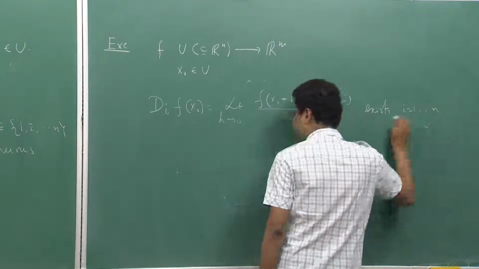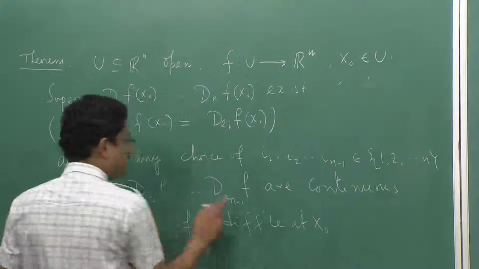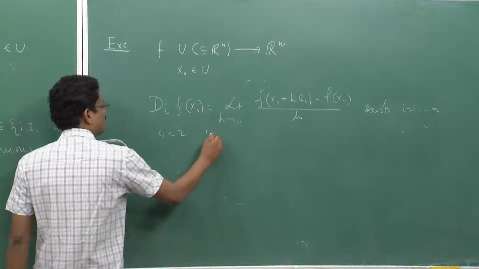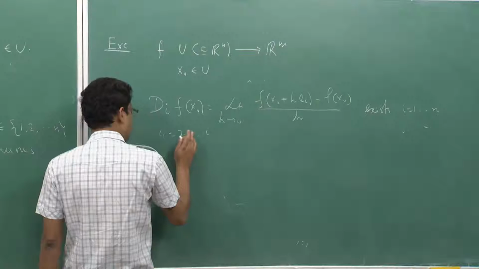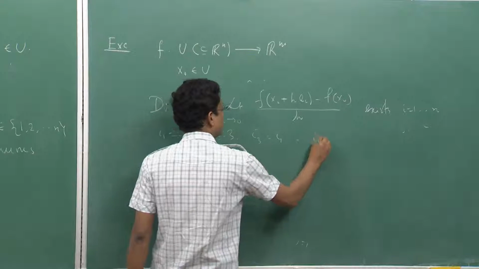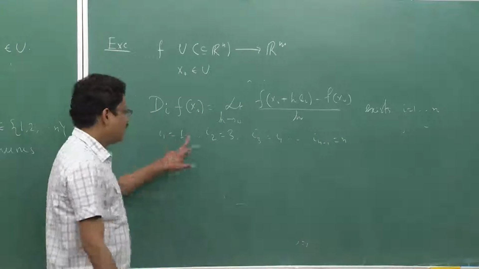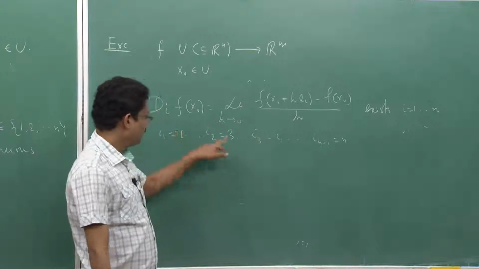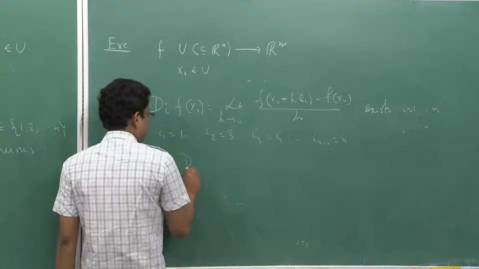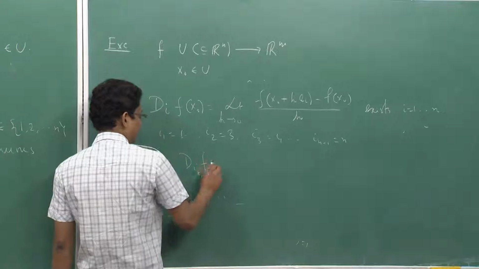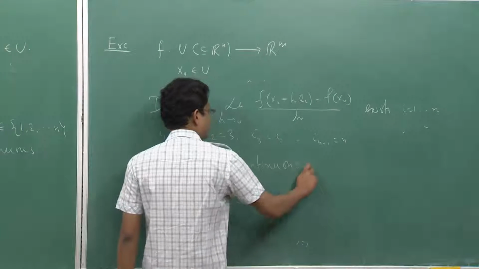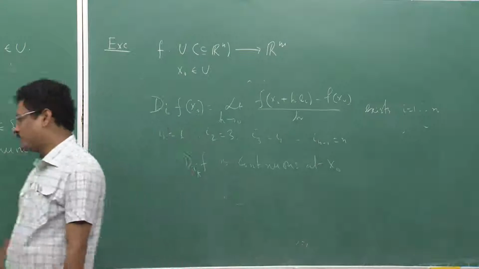for i equal to 1 to n, and choose i_1, i_2, ..., i_{n-1}, any between 1 to n minus 1. So, let us say i_1 equal to 2, or say i_1 equal to 1, i_2 equal to 3, i_3 equal to 4, and i_{n-1} equal to n, or any other choice: 2, 1, 3, 4, ..., n, or 2, 3, 4, ..., n, or 1, 2, 3, ..., n minus 1, any choice. If these d_{i_k} f are continuous at x naught, then I can conclude f is differentiable.